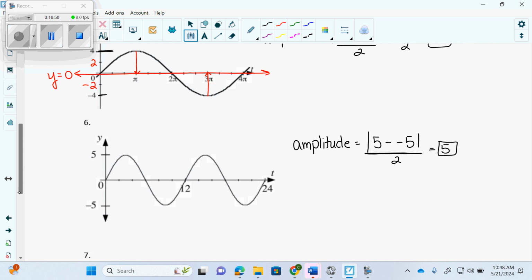The next one is 5. So we start at our maximum, count down 5. Start at a minimum, count up 5. Where does this one meet again? Y equals 0, because these ones have been symmetrical about the x-axis, right?